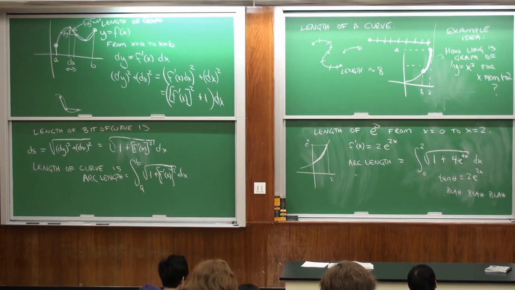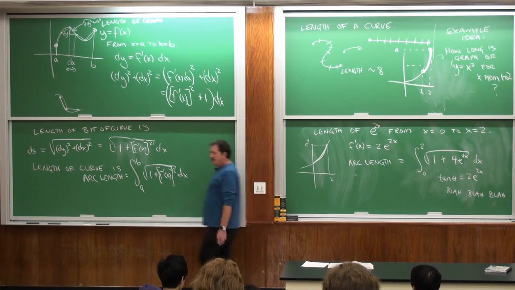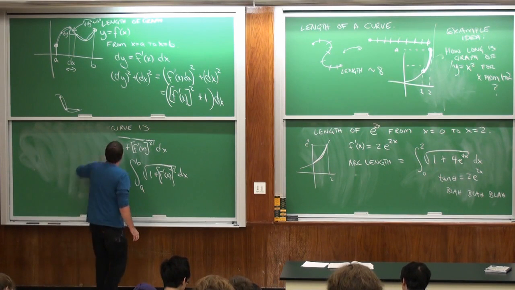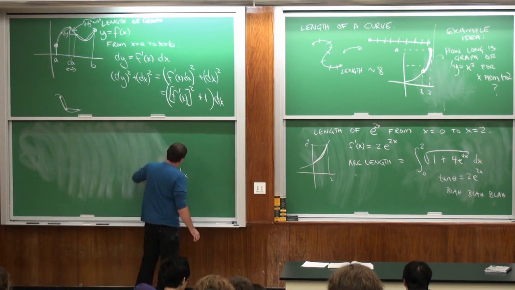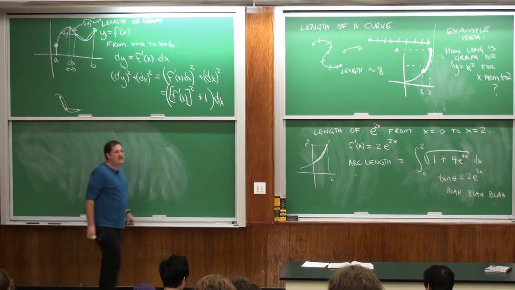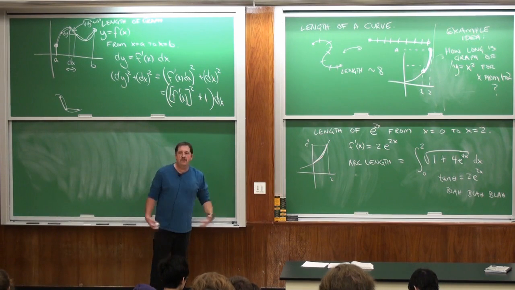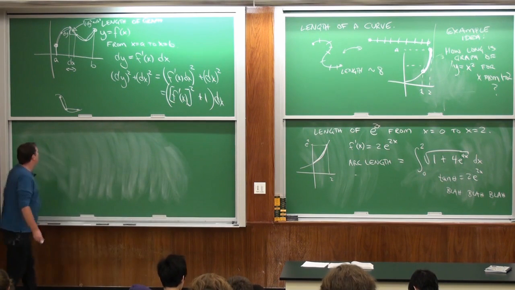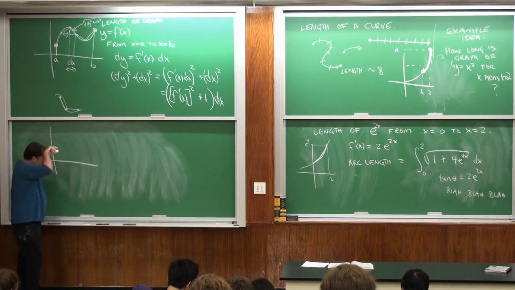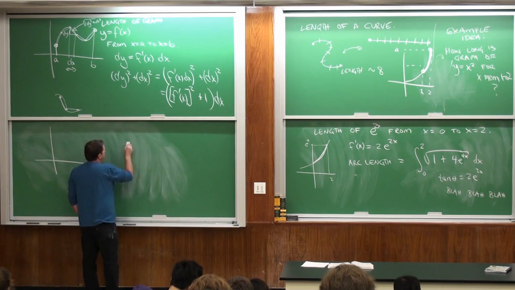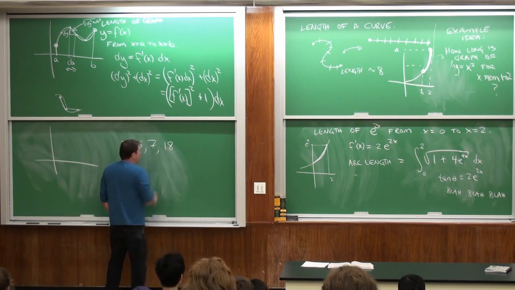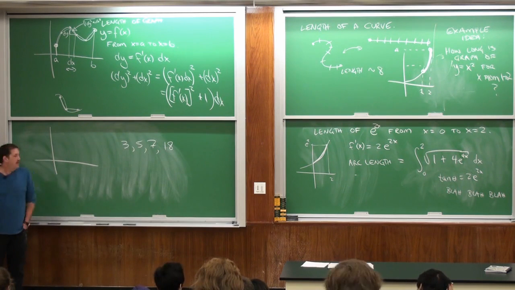Okay, so let me move on. So arc length is easy. So let's move to the next topic, which is also easy. It may seem like I'm going fast, but it's easy. We should go fast when we can, because we're behind. So the next idea, suppose I have some numbers: 3, 5, let's do 4 numbers, 7, and 18. These are people's grades on the midterm. And I want to average them.